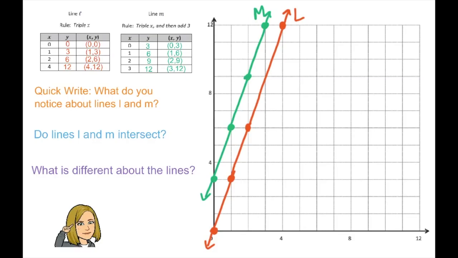Outstanding ideas. Let's review some of the key ideas that I heard. You notice that lines L and M are parallel. You also notice that the lines are almost identical, but line M doesn't pass through the origin. It passes through the y-axis at 0, 3. That is very interesting. The next question I have is, do lines L and M intersect? No, they don't, because you notice already that they were parallel.